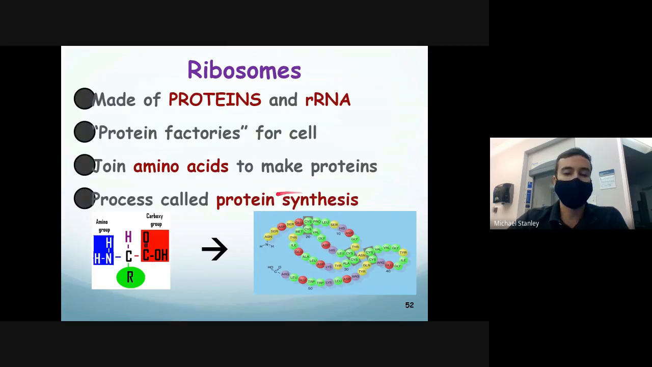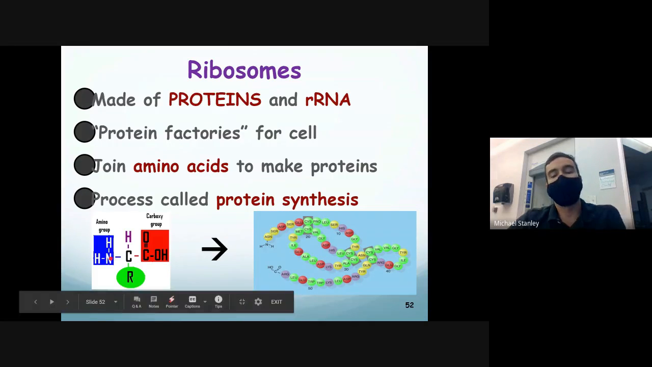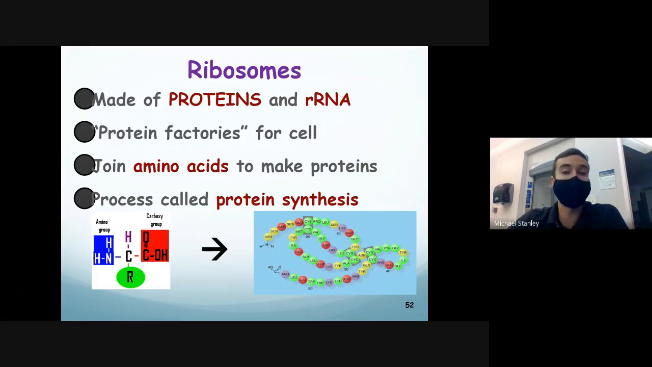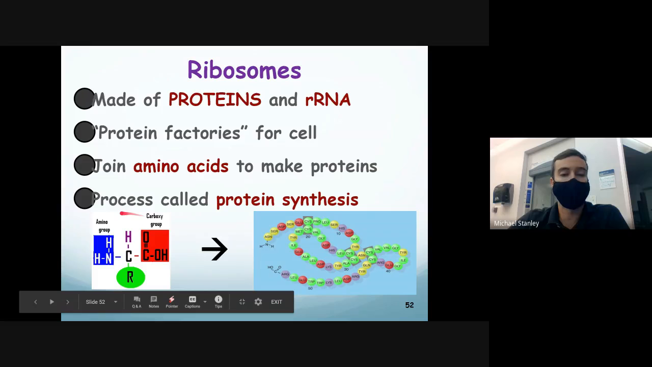So we're making proteins inside of the ribosomes, and if you remember, proteins were one of our four macromolecules, and their monomers, their building blocks, are these amino acids, like this guy right here.